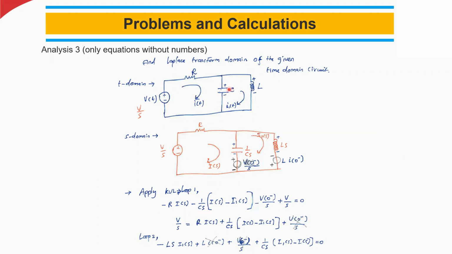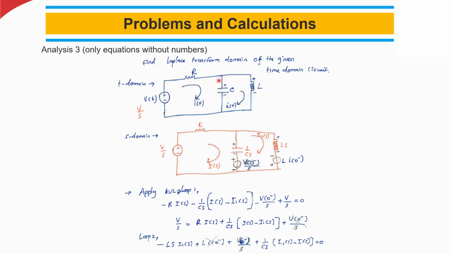But in this circuit, you can see there are two loops. We have the voltage source, the resistor, and the capacitor. This is loop 1. So the current I of t is flowing in this loop 1. And we have another loop. We have one more element, that is the inductor. So this is another closed loop, loop 2. Between loop 1 and loop 2, the common element is the capacitor.